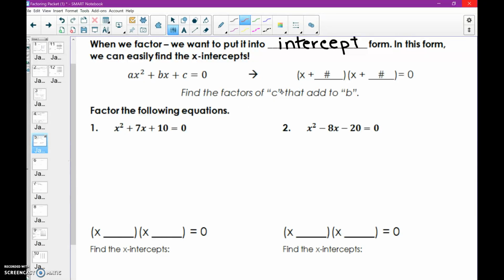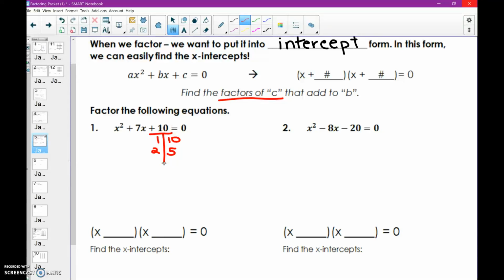So we always start by taking the t-chart for c, which is 10 in this case. So my factors would be 1 times 10 and 2 times 5. Pretty easy ones for this one. And you can feel free to pause whenever as you go through, copy down what you need to.